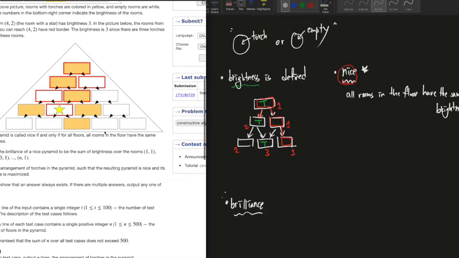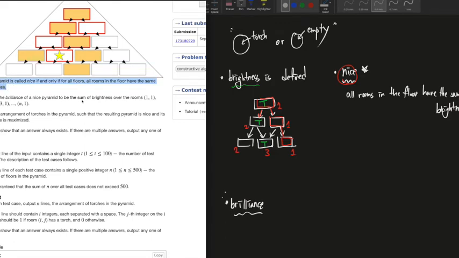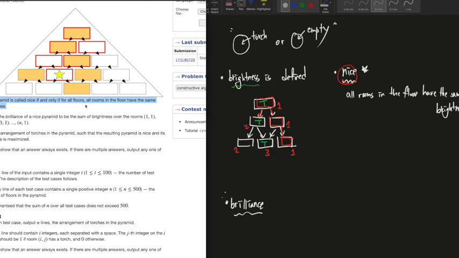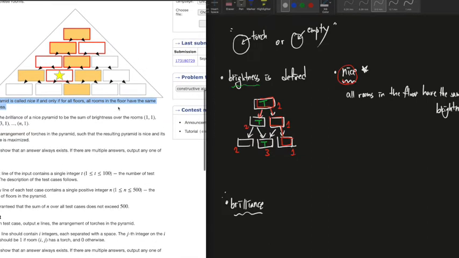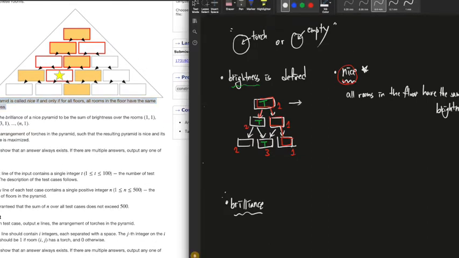And about nice. The pyramid is called nice if and only if for all floors, all rooms in the floor have the same brightness, which means for the first floor, it has to be 1, and the second floor it has to be 1 or 2, and if it is 1, it means that every room in floor 2 has to have brightness 1, not 2, right? And it works with every floor.